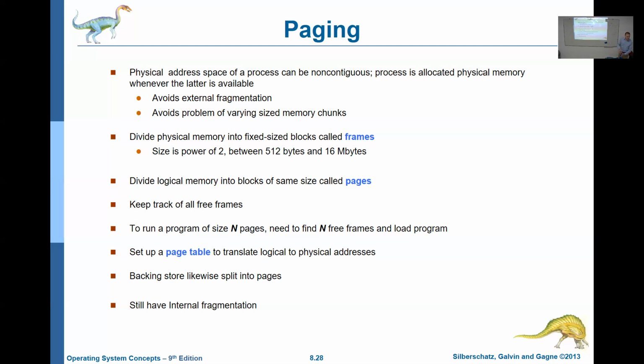And that page table has to be in memory also. So there's no such thing as a free lunch. You understand? We're going to have to store it in memory. We're going to have to waste a lot of memory to keep track of all of our pages.